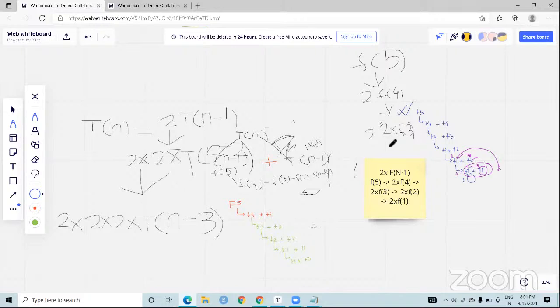So 2 into something will have a linear time complexity, right? Yes, that's what I'm asking. But if I write fn minus 1 plus fn minus 1, then it will have a binary tree. Then at each level, the number of problems I have to solve will double. The first level will have one problem, the second level will have two problems, the third level will have four problems. So it will grow exponentially.